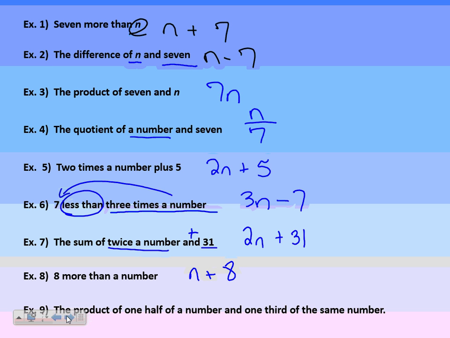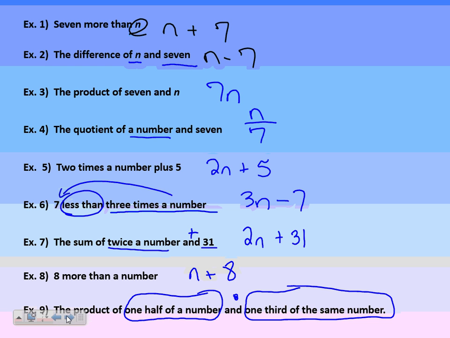This says the product of 1/2 of a number and 1/3 of the same number. What's product mean? Times. And where did I tell you the times sign is going to go? Where the and is. So we're going to put a times right there where the and is. So let's break it apart into 1/2 of a number and, that's not your bell, 1/3 of the same number. So how do I say 1/2 of a number? 1/2 n times 1/3 of n.